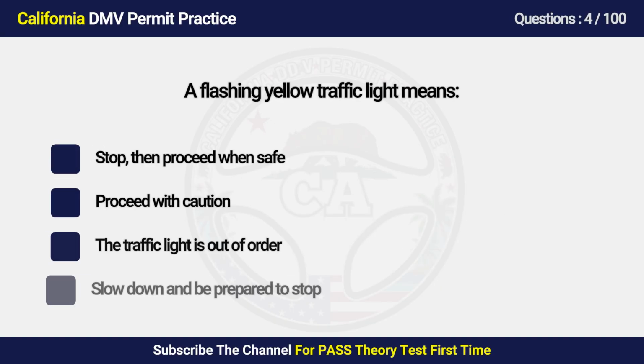Question 4. A flashing yellow traffic light means A. Stop, then proceed when safe. B. Proceed with caution. C. The traffic light is out of order. D. Slow down and be prepared to stop.